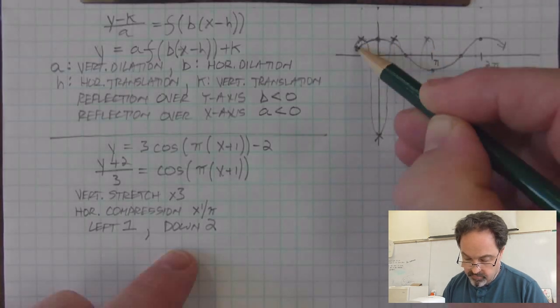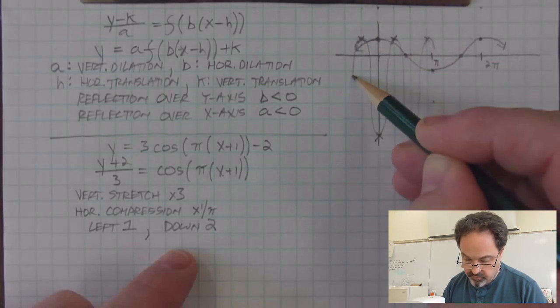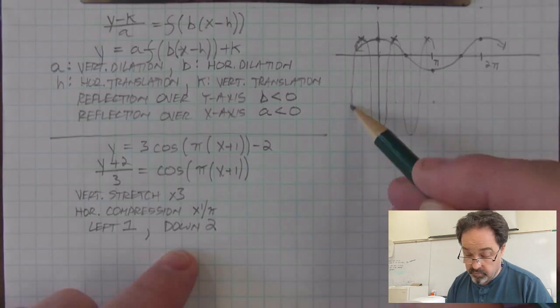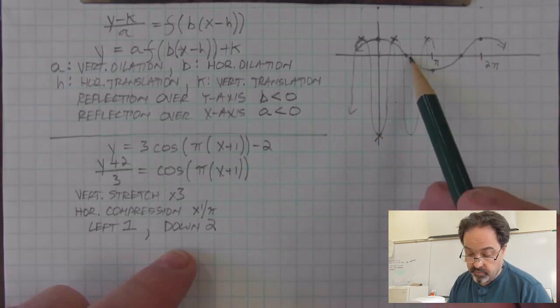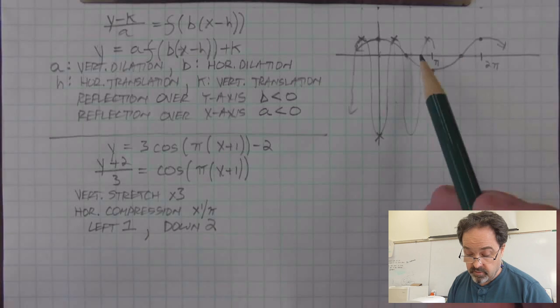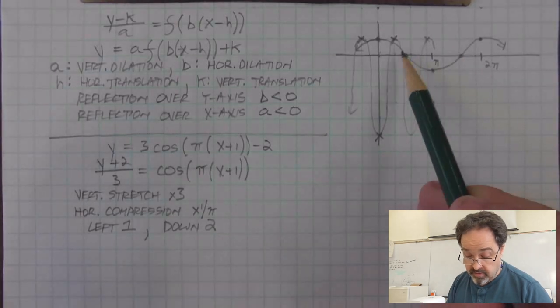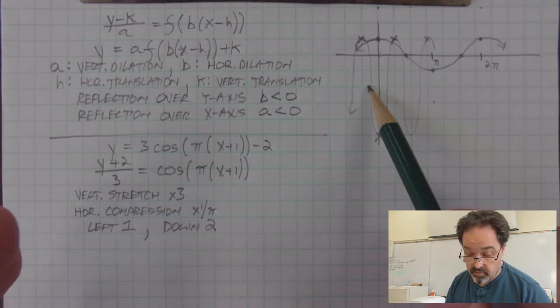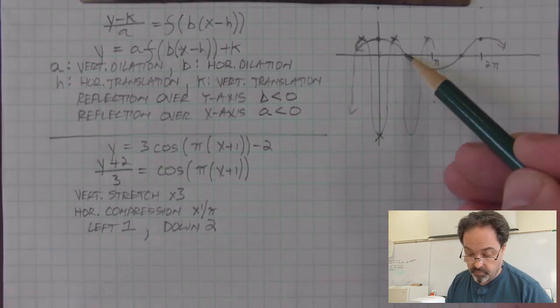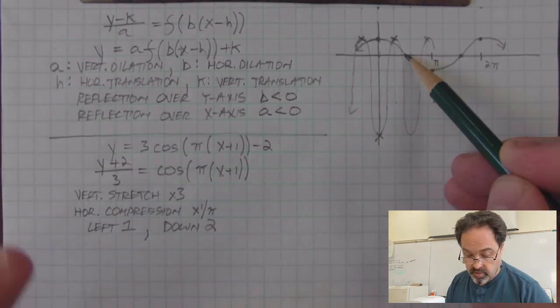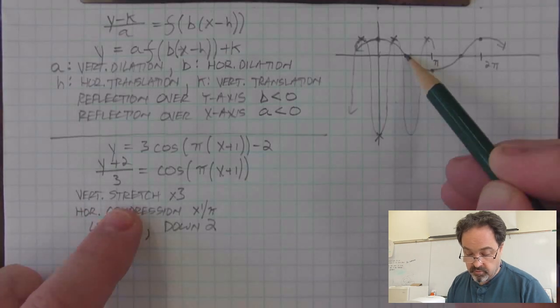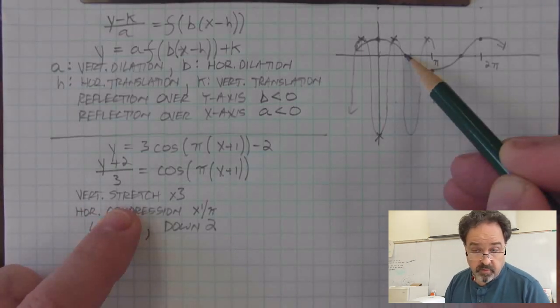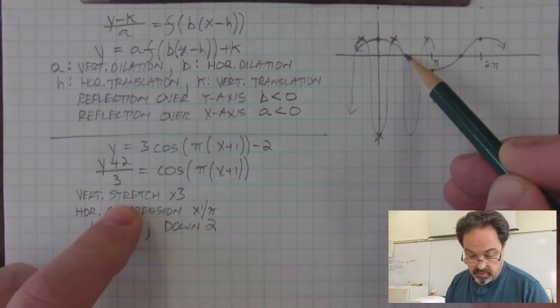And now that I have a good indication of what my transformed wave looks like, I'm going to transform these last 2 points, and they should end up where I predicted them to be when I sketched my wave. So I'm going to transform this point. The vertical stretch has a vertical distance of 0, so it doesn't change. 0 times 3 is still 0.